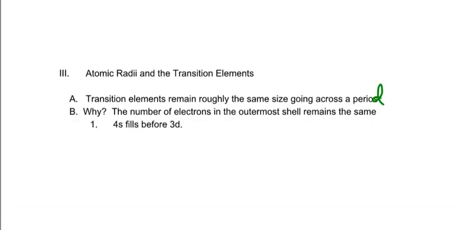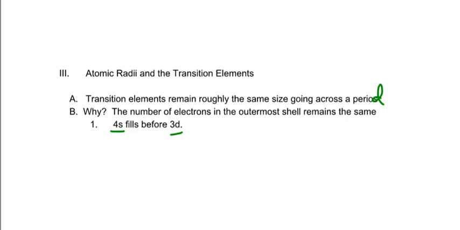So what's going on here? Why is there not a big change like there was earlier? The number of electrons in the outermost shell remains the same. 4s is in the outermost shell, and after you fill in 4s, you go back and you fill in an inner shell, the 3d.